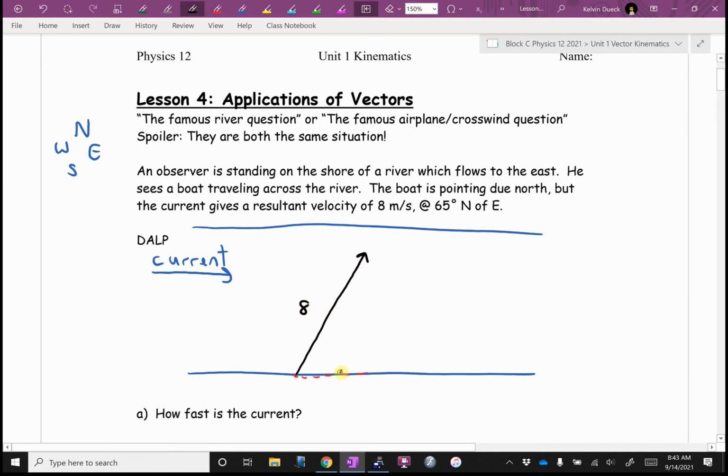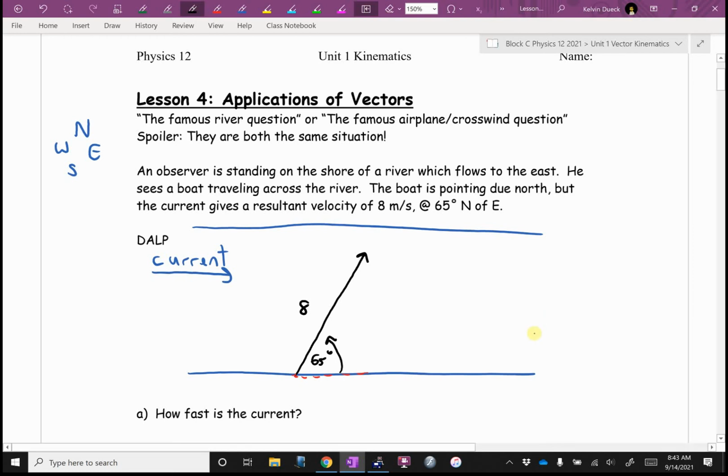8 meters per second at an angle of 65 degrees. Did I say angle? Components. So another habit, Logan, that you'll develop: if we have an angle, 99% of the time, one of our steps is going to involve finding the components of that particular vector.